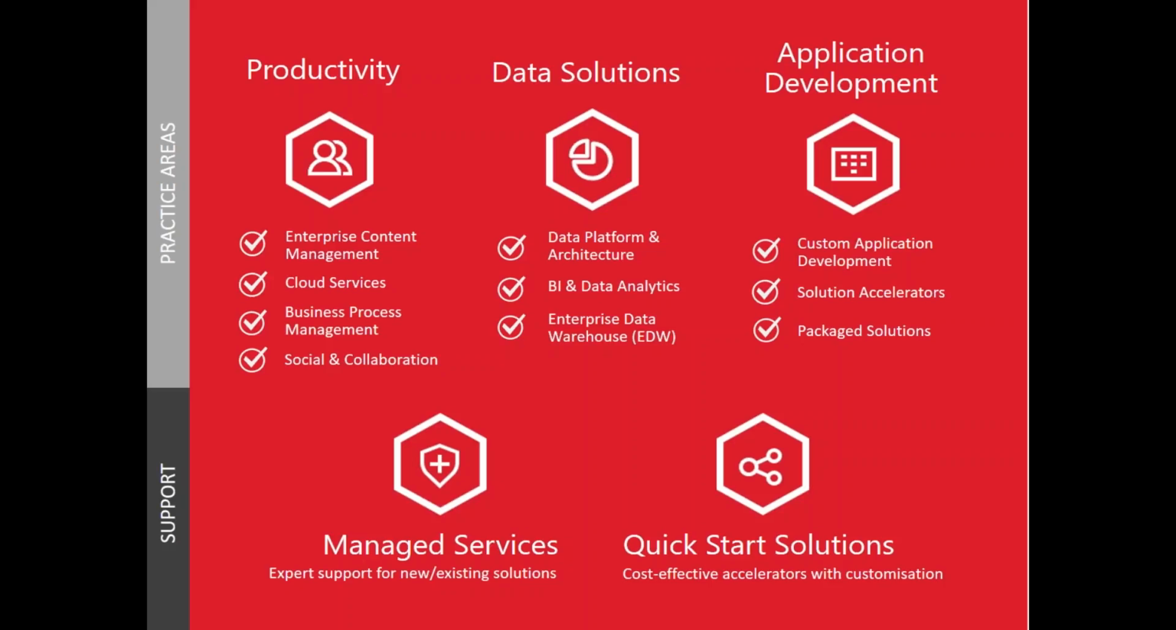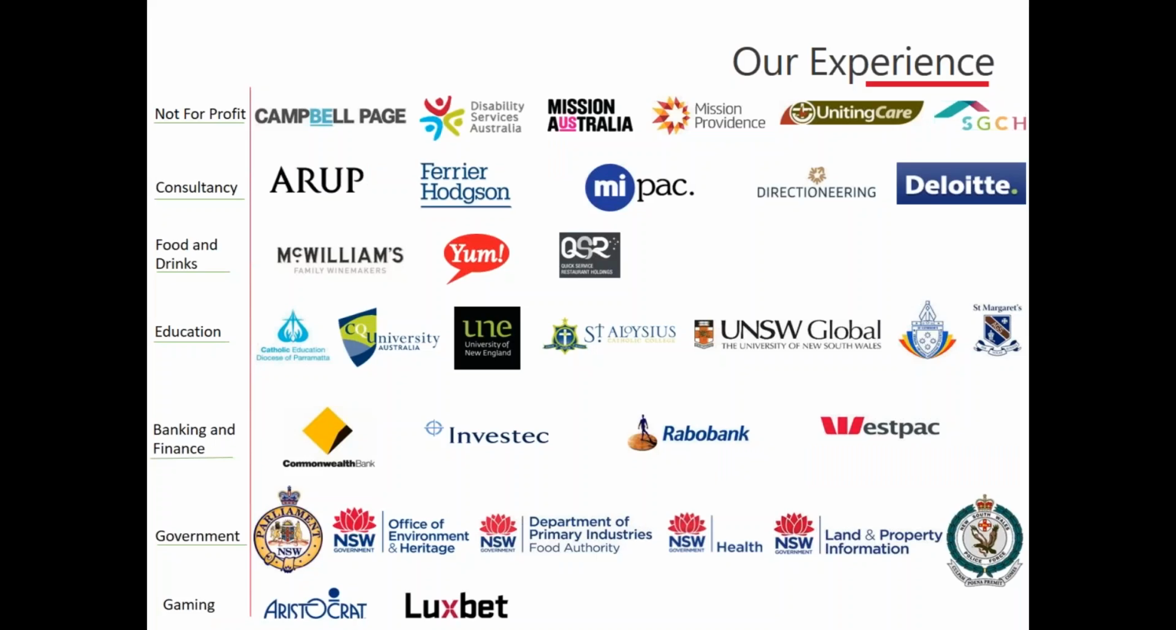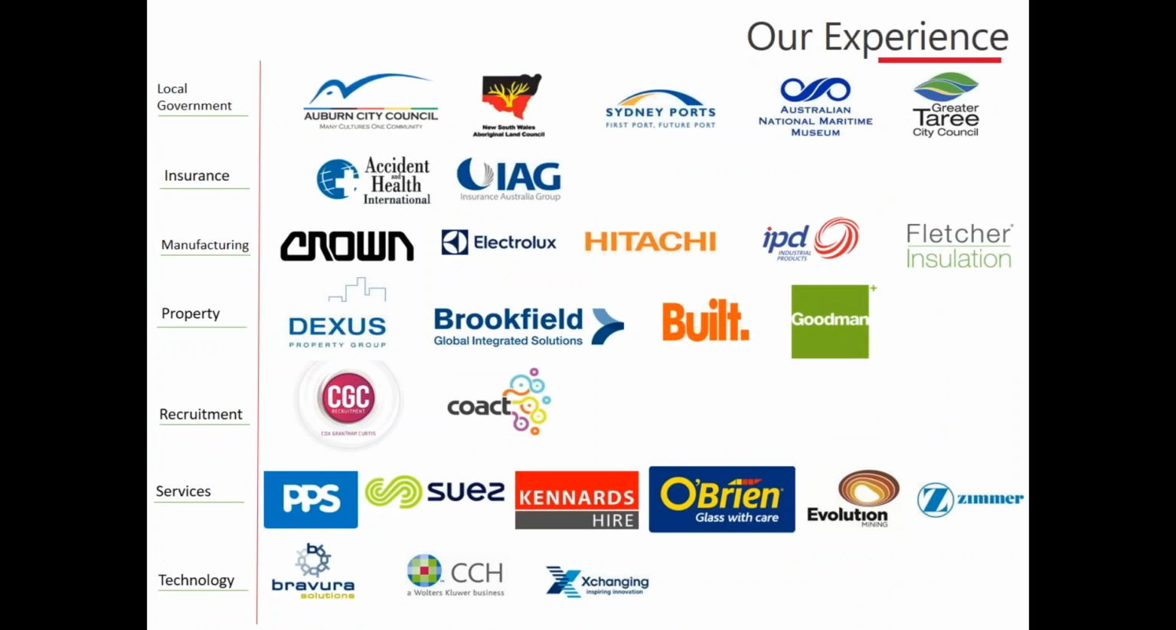These are just a selection of our clients that we have worked with in the last 16 months or so. It's not a complete list, but some of our prominent clients include Mission Australia, Rabobank, New South Wales Health, Parliament of New South Wales, Luxbet, Aristocrat, Campbell Page, Insurance Australia Group, Brookfield, Dexus Property Group, O'Brien Glass, and so on. So we really work with clients of all different shapes and sizes across a large number of industries.